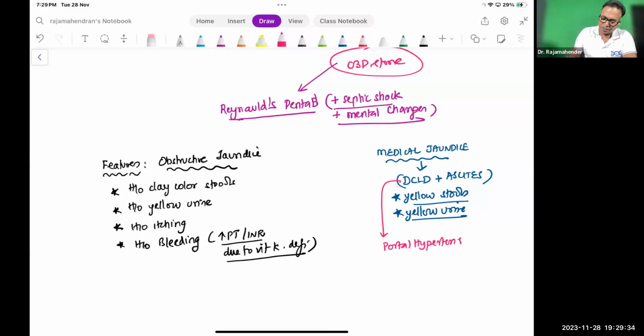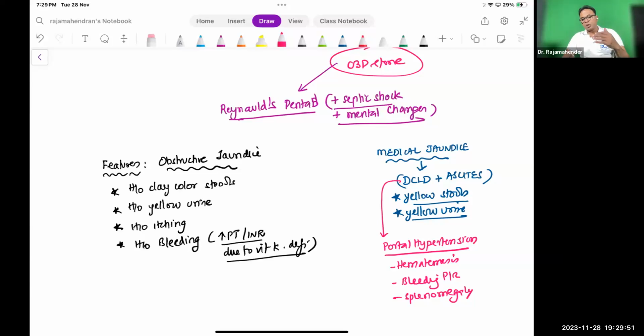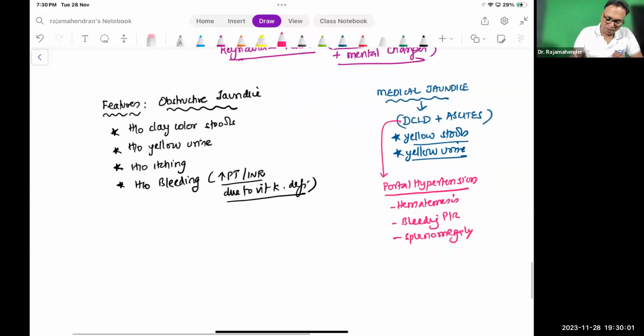Portal hypertension features, I hope you know, like hematemesis, bleeding per rectum, splenomegaly. So those cases will not be kept in the surgical ward. Okay, don't worry about it. So patients of medical jaundice who are having yellow stools, yellow urine, it is purely due to medical jaundice. So that case will not be kept for your exam. You are going to get an obstructive jaundice case.